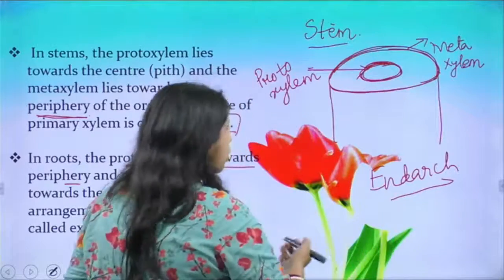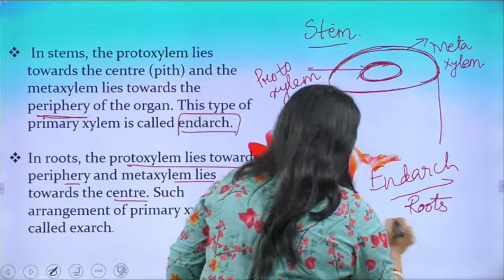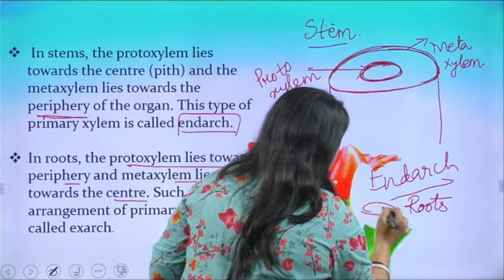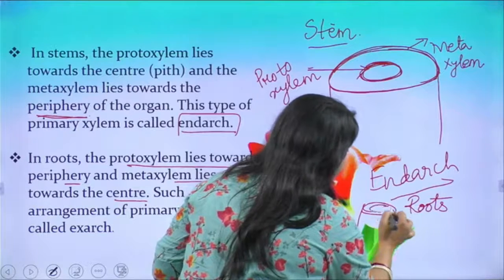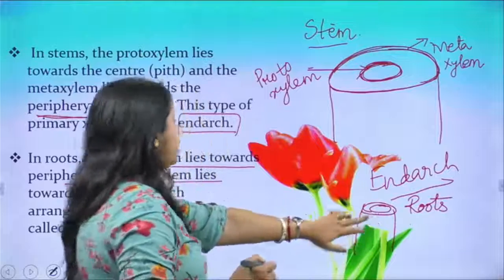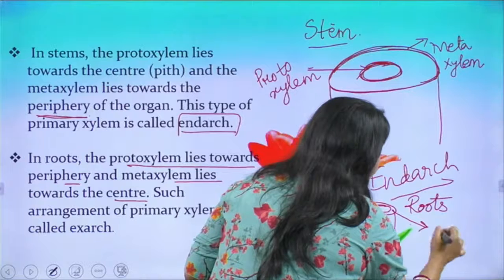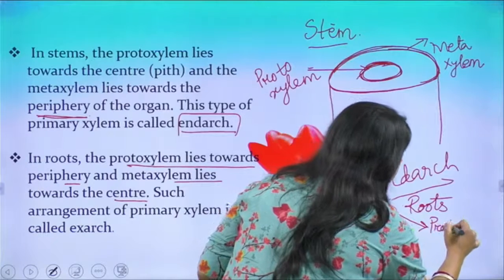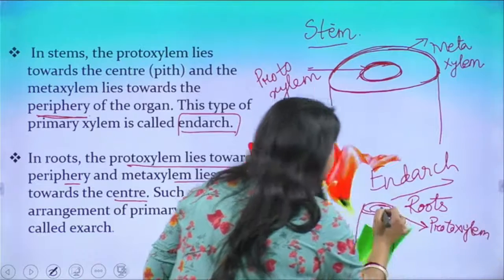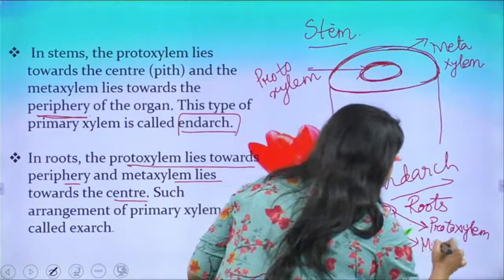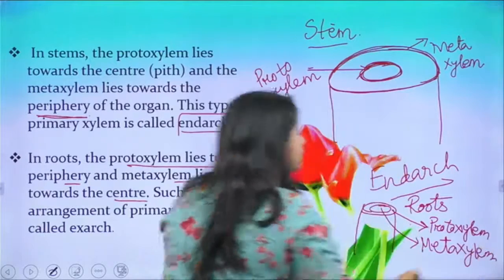So if I draw here in case of the root, if this is the root, the protoxylem lies towards the periphery. So this will be your protoxylem, lying outside, and in the center it is your metaxylem. And this is known as what?